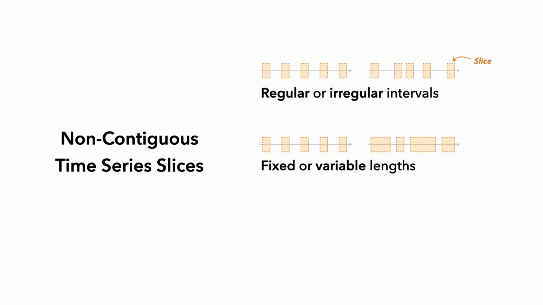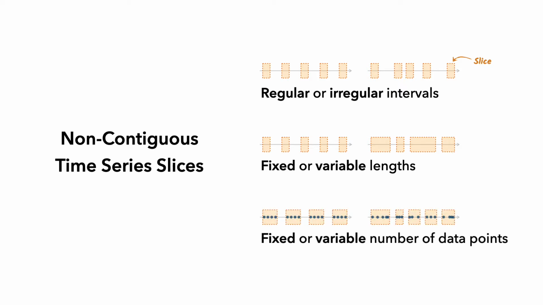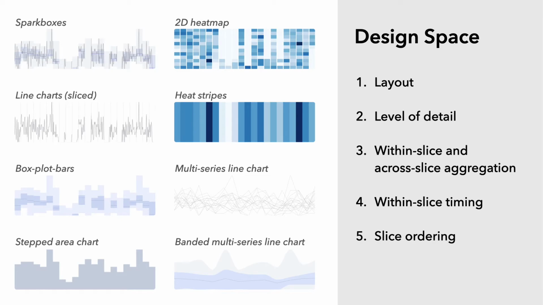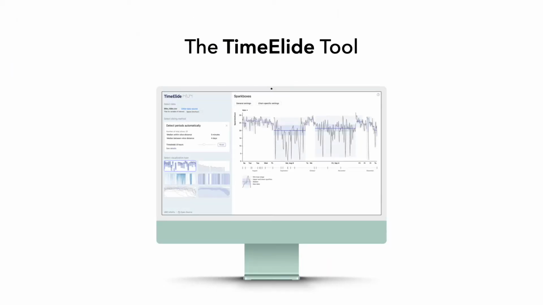Non-contiguous time series slices can have regular or irregular intervals. They can have a fixed or variable length, and each slice can have a fixed or variable number of data points. We propose a visual encoding design space for these non-contiguous time series slices and analyze 8 different visualization types. Further details about the design dimensions are described in our paper. We instantiate this design space in TimeElide, an open-source domain-agnostic tool for the visual analysis of non-contiguous time series slices. And we demonstrate the utility of TimeElide in 4 usage scenarios based on real-world data.